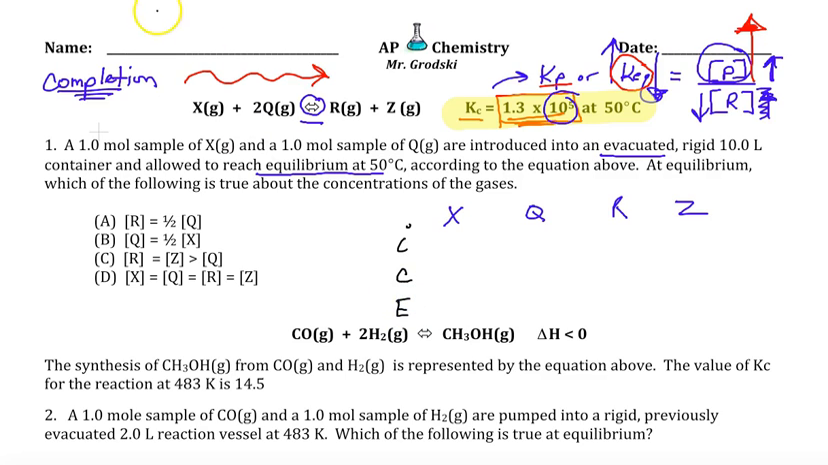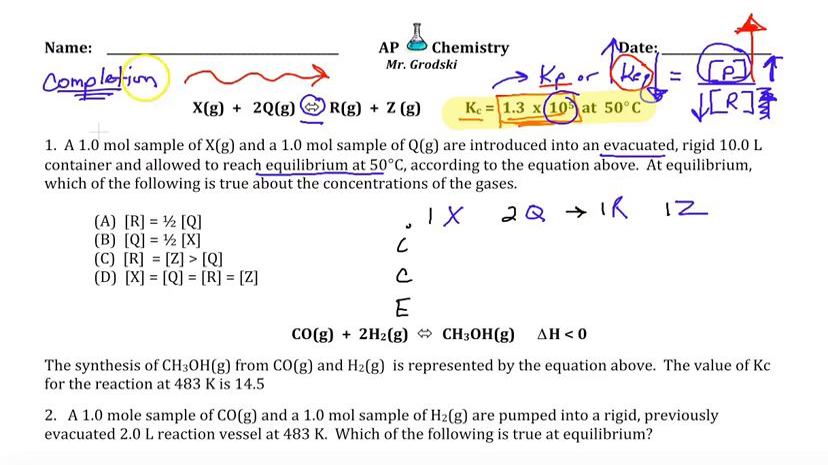Now I'm going to add a number here that reminds me there's 1 X for every 2 Q's, for every 1 R to 1 Z, and this is the arrow, products, reactants. Why do I do that? Because this stoichiometric ratio is really helpful to know. 2 Q's with 1 X make this happen.